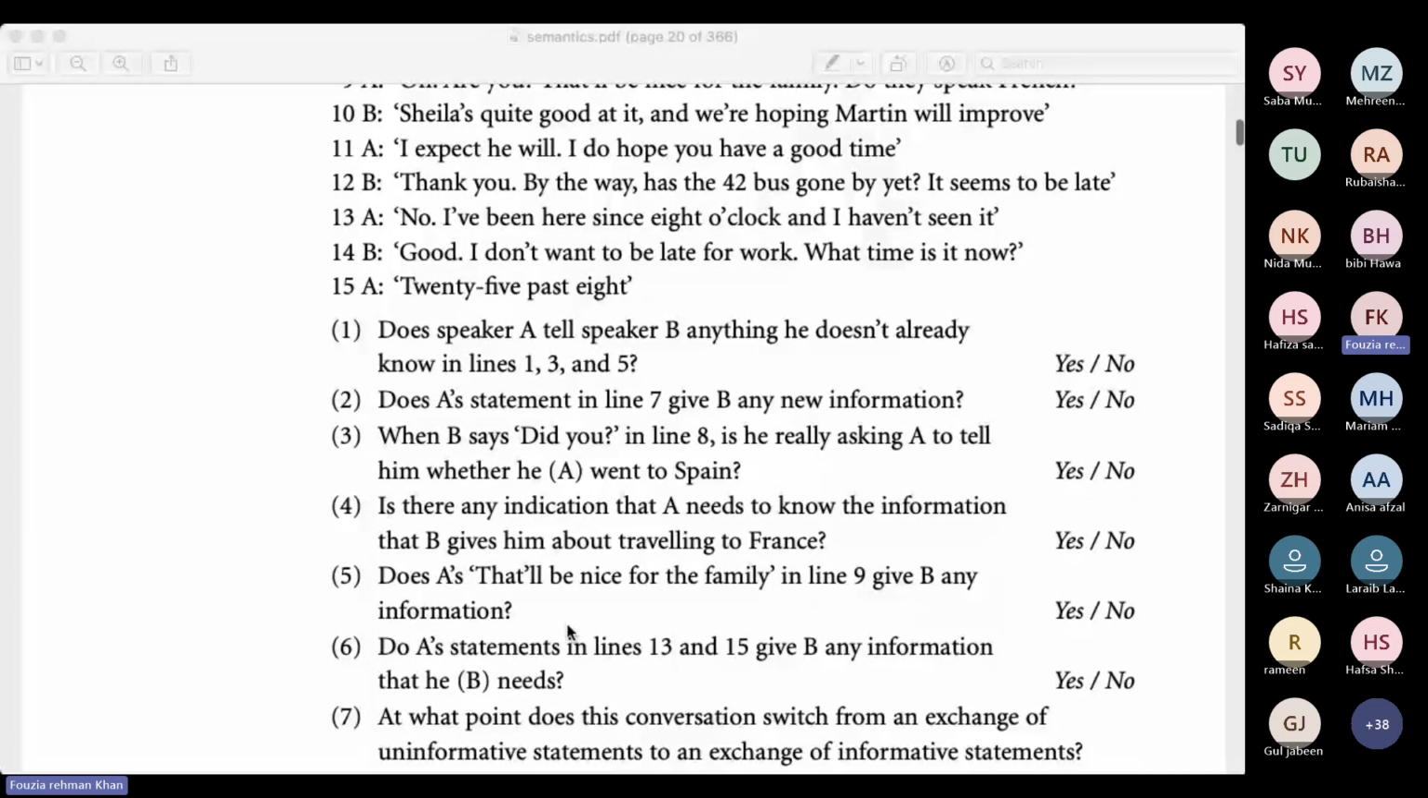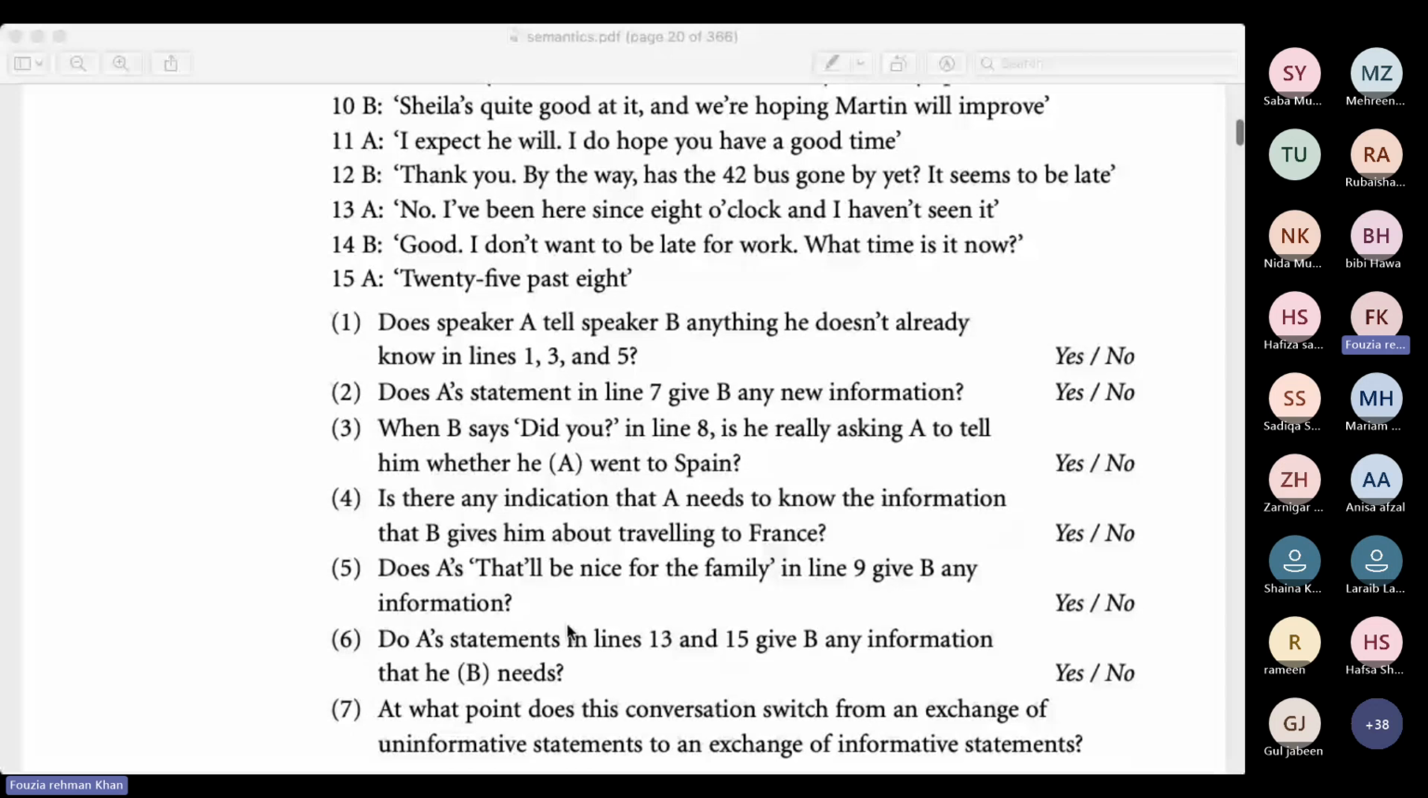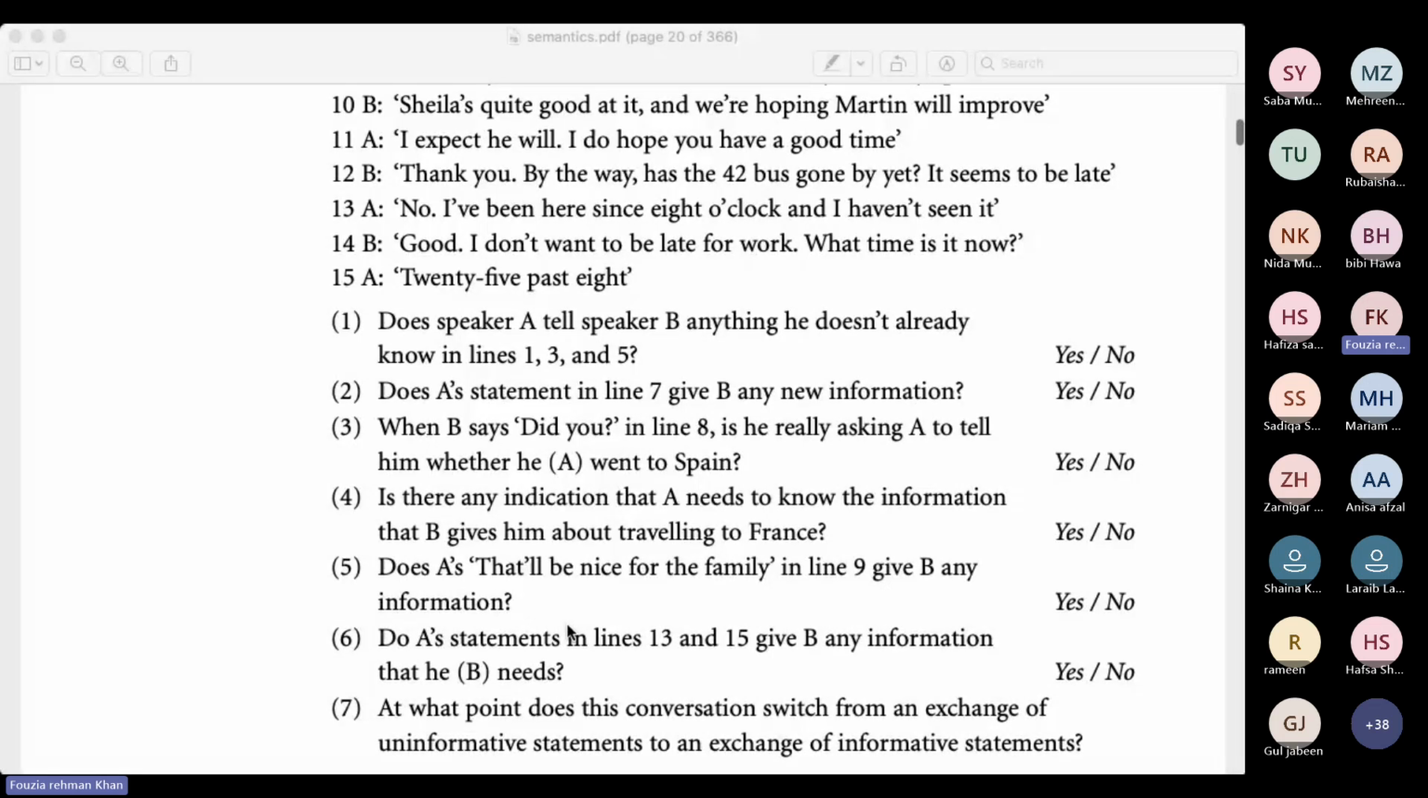When B says, did you, in line 8, is he really asking A to tell him whether he went to Spain? No. In line number 8, it is just confirmation. He's of course sure, he does not suspect B. And among the strangers, why would you suspect and why would you be interested in whether he went to Spain or any other country? It's just showing interest and out of courtesy, just asking.